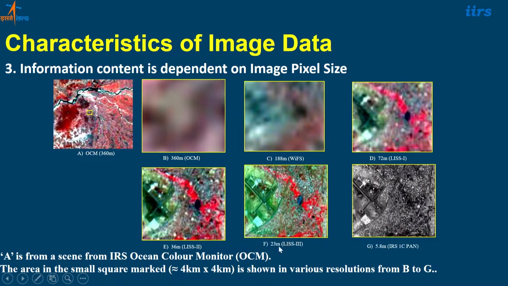Now, if we say 23 meters, that is LISS 3, the size of one pixel is 23 meters by 23 meters. I am seeing that same 4 kilometer by 4 kilometer area like this. More details are there. 5.8 meters is again PAN data from an Indian satellite, IRS-1C, the name of the satellite, and PAN is the sensor. Here the size of one pixel is 5.8 meters, so I am able to see this many details over here. You can see even the ground is clearly visible.